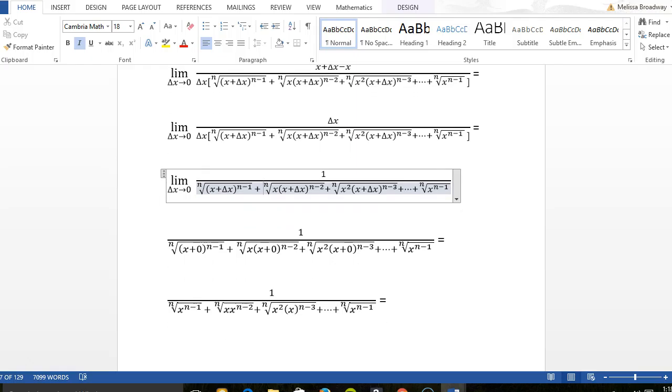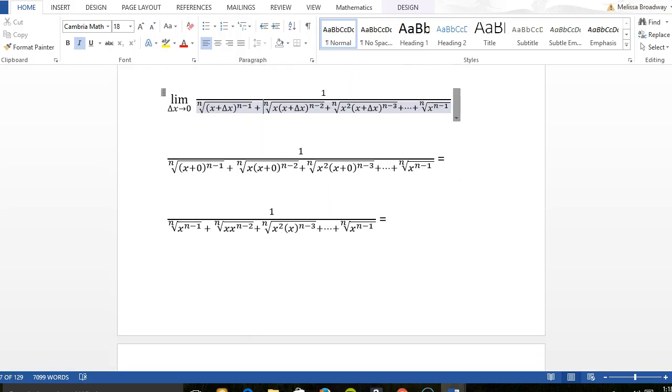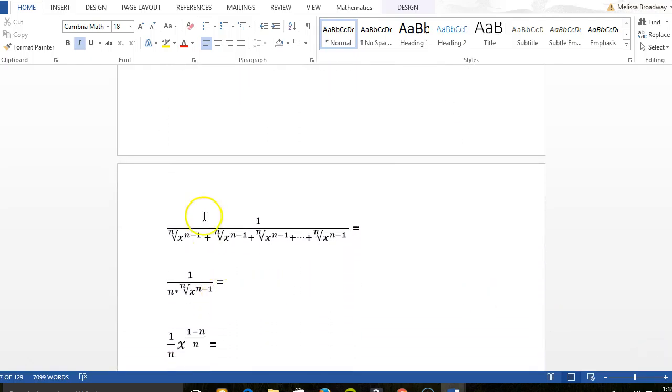And, well, if it'll scroll down for me, I had to go to the next page. But again, here's what I was talking about. Here are those nth root of x to the n minus 1s that I was talking about. But that's one, we got n of these, right? So there's n of these. So it's 1 over n times the nth root of x to the n minus 1. Now you can stop here. Your professor, she or he, may be satisfied.